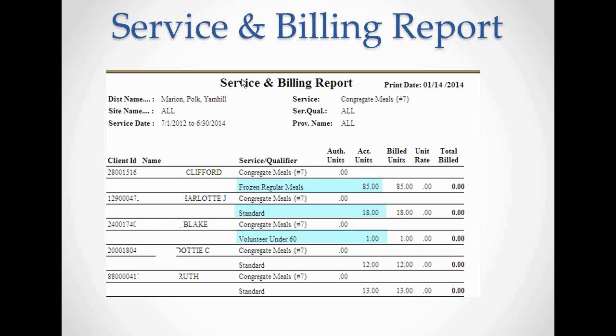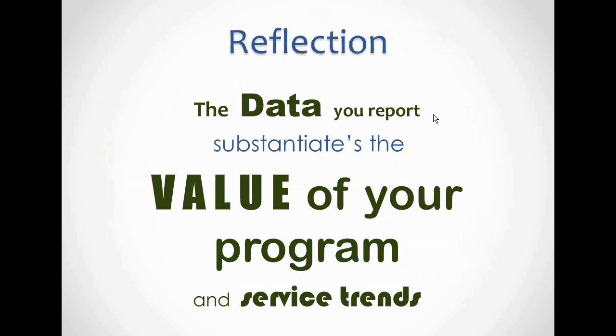Okay, we talked about, again, this is the billing summary. Next, moving on, is the one that's called the service and billing report. It's the top choice there. And what you'll see here is this returns the client name and what they received. I didn't do all services. I said only congregate, so I have outlined congregate meals for this period. This is the district. And so it's saying, okay, Clifford received 85 frozen regular meals. Charlotte received 18 standard meals. And Blake is a volunteer under 60, and he received 1 meal. So again, just the value of reports and pulling.